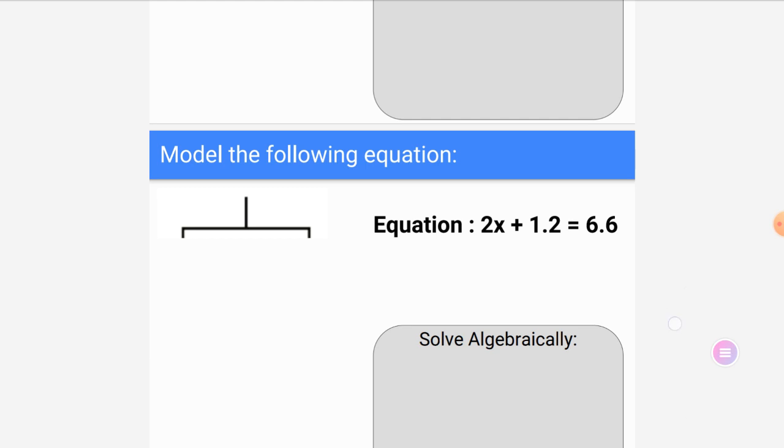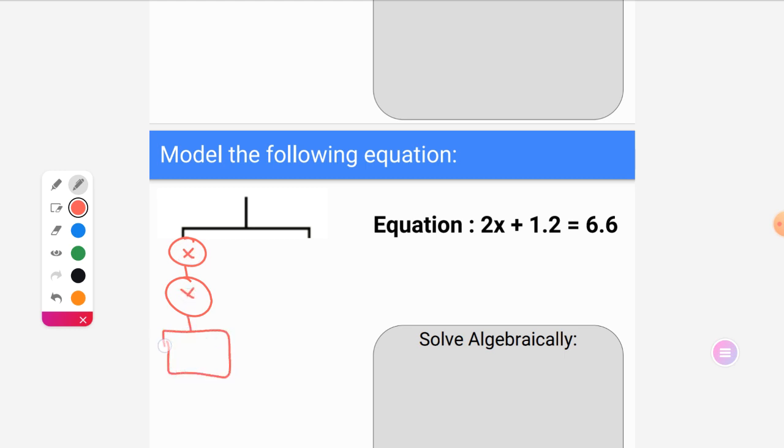How would I model it? Aubrey, what's going to be on the left side of my model? 2 circles with X's. Okay. What else? And 1 box with 1.2. 1.2, not 1/2. Be careful, Jake. Dom, what's on the other side? 6.6. Okay, and I'm going to solve it algebraically as we solve the model.